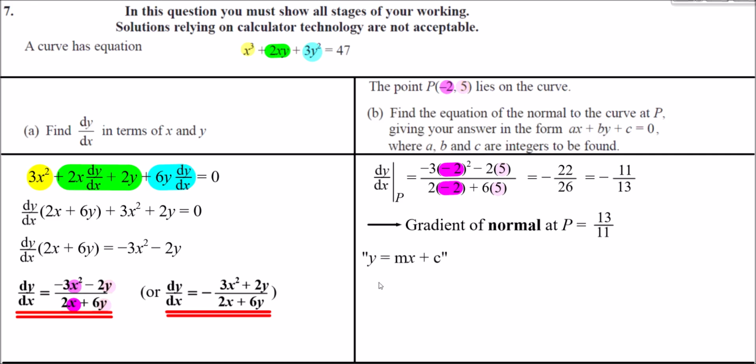So m is obviously the gradient, c is the intercept. I know the gradient of a normal now is 13 over 11, so I can say this is the same as y equals 13 elevenths of an x plus some constant c. Do I know a point the curve goes through? Well, yes I do. Once again I can use point P. If I sub in that x is minus 2 when y is 5 into these bits, I can then work out what c is. So 5 equals 13 over 11 times minus 2 plus c.